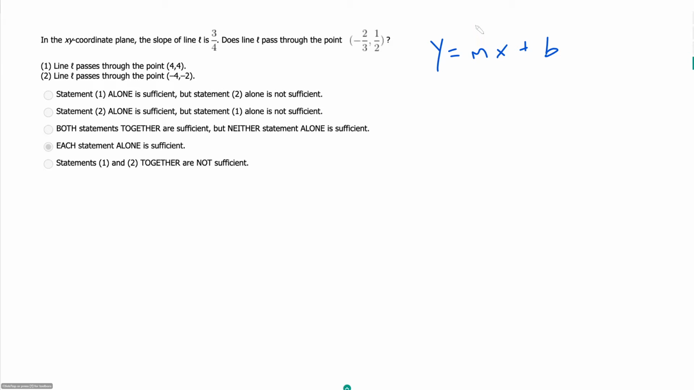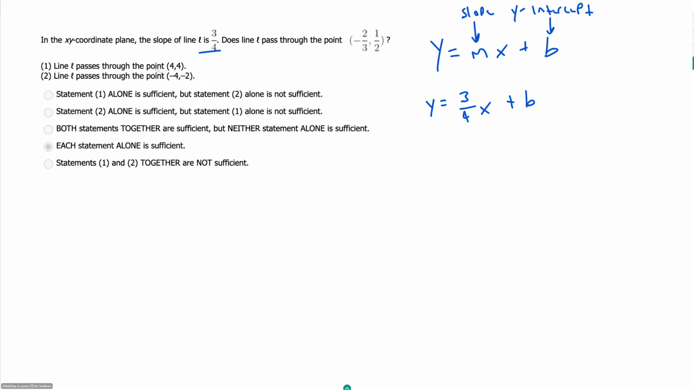So what are those two constants? That's our m and our b, which is our slope and our y-intercept. And so from our prompt, it looks like they already give us our slope. And so we have an equation where we're already halfway there, and really we just need our b if we want to be able to determine if L passes through this point.